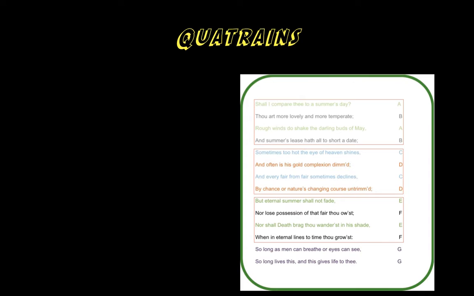Now, in terms of the stanzas, we have these things called quatrains. So you see those boxes that popped up. The first four lines where it says A, B, A, B. The second group of four lines where it says C, D, C, D. And the third group of four lines where it says E, F, E, F.